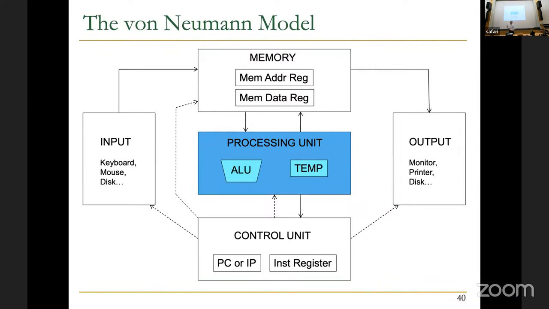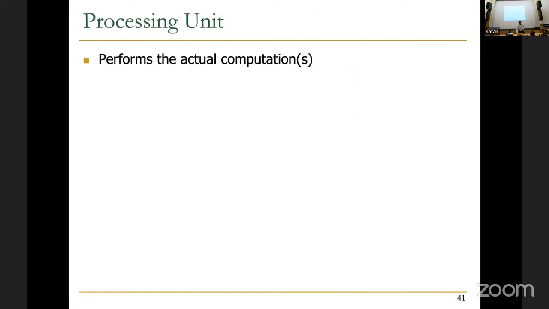Today's computing units are actually very processor centric. This is one of the places where it comes from. There's a processing unit that's completely separate from everything else. This is where the processing is done. That's it. Okay, so basically, what does it do? It performs the actual computations.